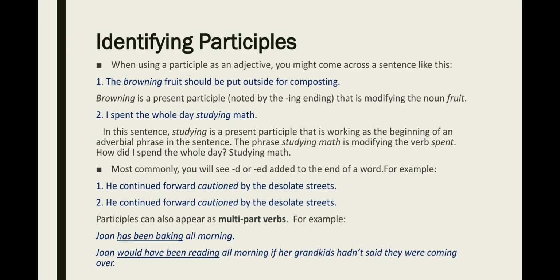Participles can also appear as multi-part verbs. For example, Joan has been baking all morning. Joan would have been reading all morning if her grandkids hadn't said they were coming over.